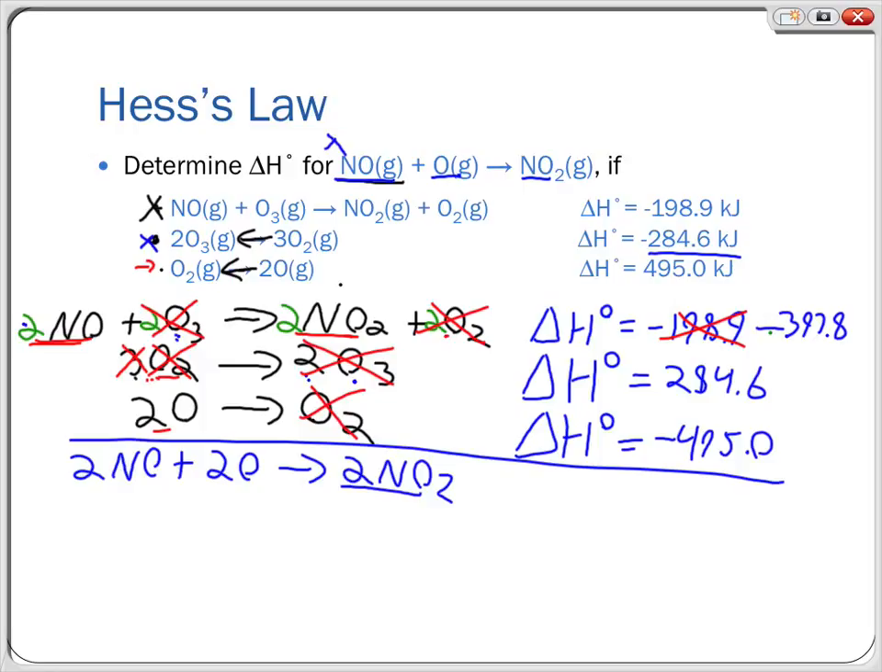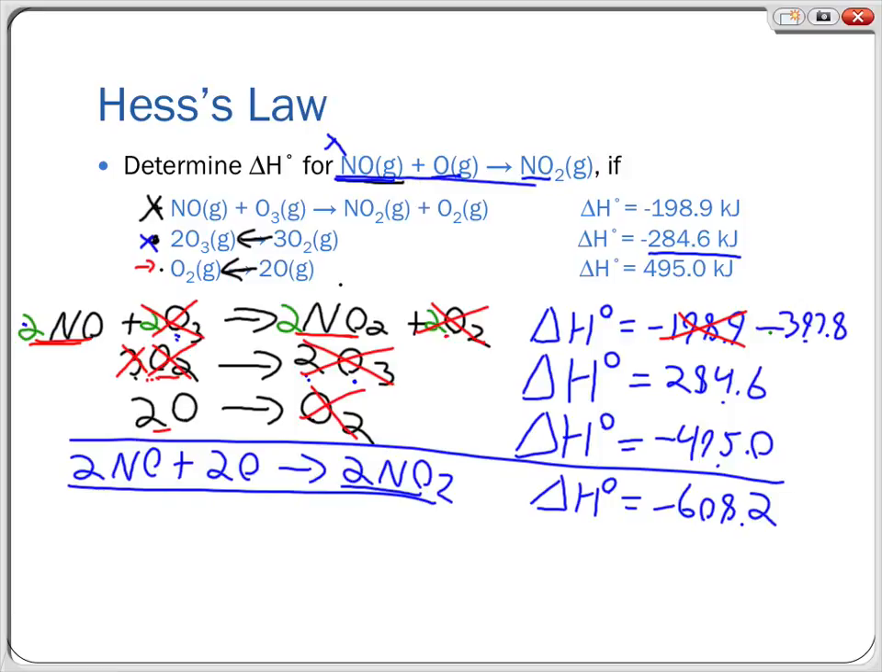It's doubled. So when we add up our delta H naughts, we can add these up, the negative 397.8 and the 284 and the 495.0. And when we do this, I end up getting that delta H naught for the whole thing is going to be negative 608.2. But that delta H is for this sort of doubled reaction.